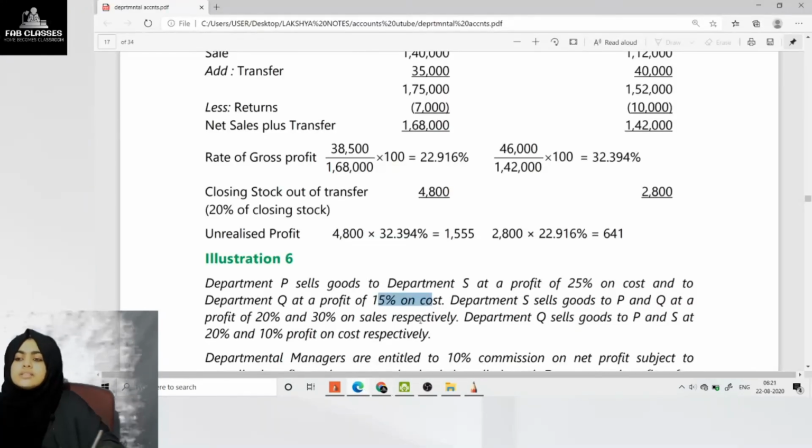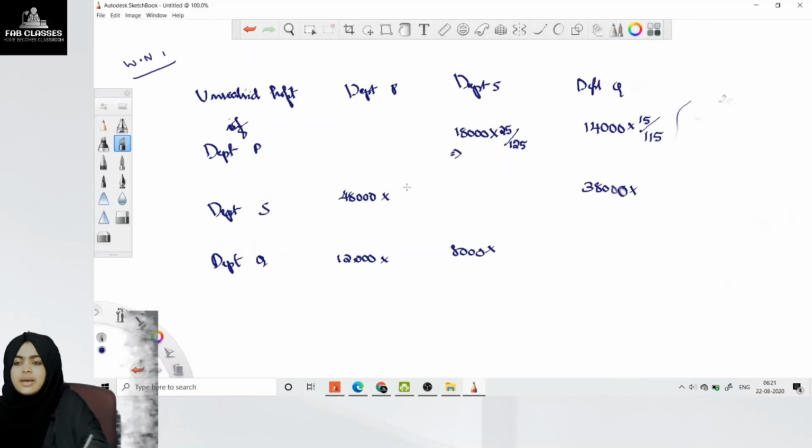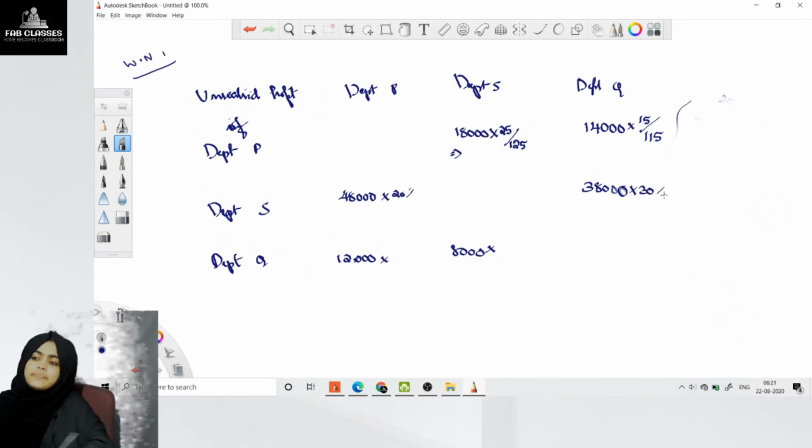The next point. So department S sells goods to P and Q at a profit of 20% and 30% on sales respectively. So here it is on sales itself. We know the selling price is given and this percentage is on the selling price itself. So there are not many calculations needed. Just apply this 20% and 30% directly.